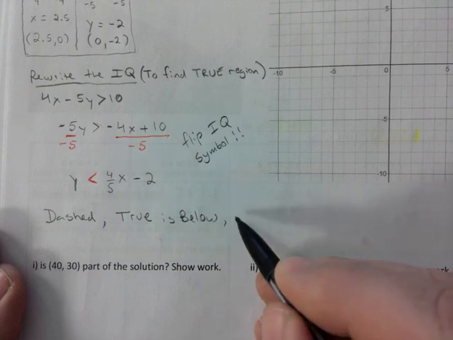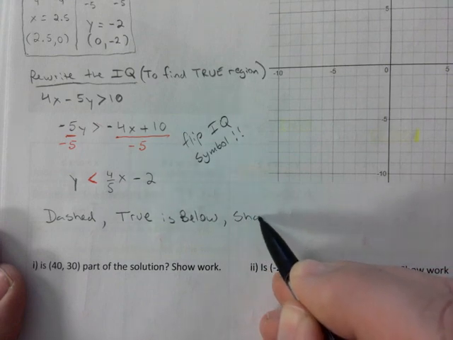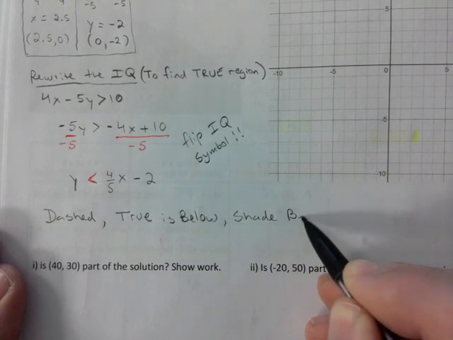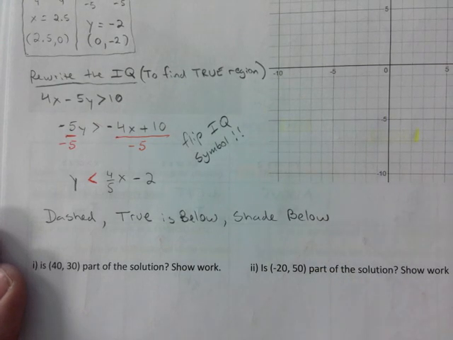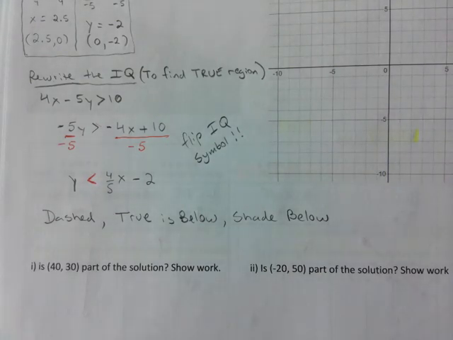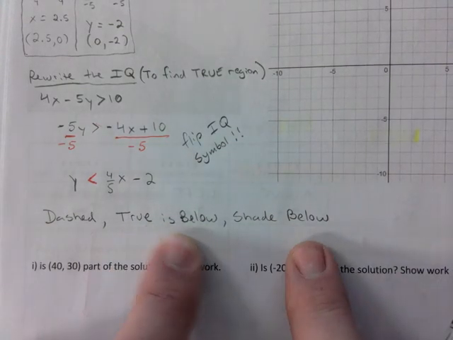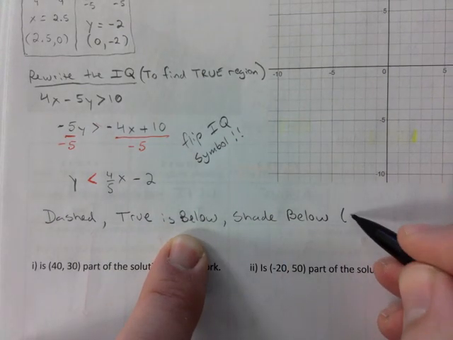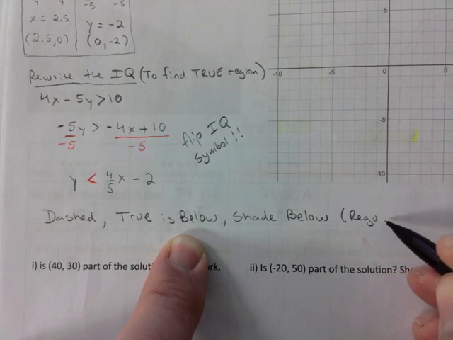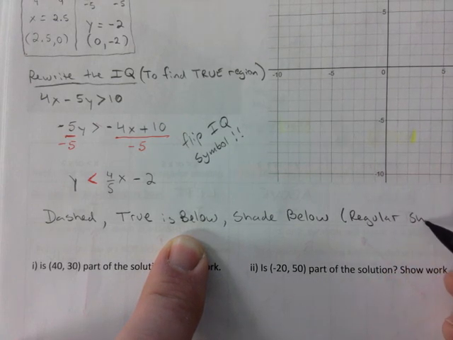So I'm going to say shade below, because I'm shading where the true region is. Why are you shading where the true region is? Because we're using regular shading. Okay, that's why. You shade where the true region is. So I will be even more specific. Regular shading.